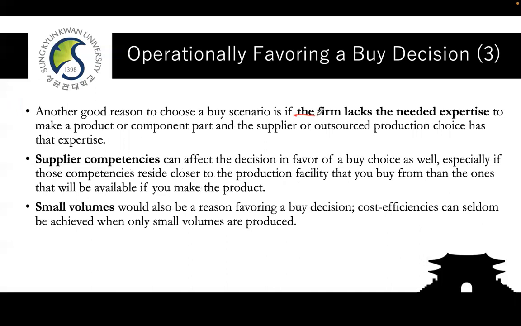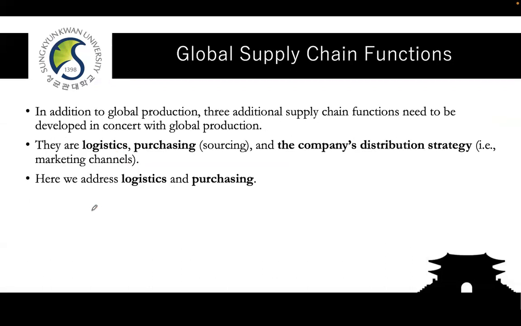Then if the firm lacks the needed expertise, we don't have the expertise, then we have to buy. Or actually, we could pursue the expertise, but it would consume our resources. So it's better to focus our resources on some key competitive advantages rather than making everything by ourselves. Right? We are thinking economically and also pragmatically in the industry. Supplier competencies: if they're more competent, it's better to consider a buy decision. And if the volumes are small, what should we make by ourselves? It's better to outsource, to buy from other companies.